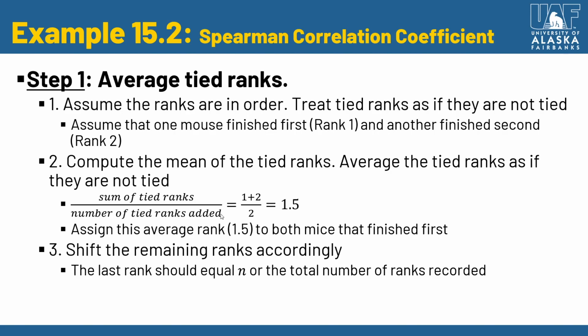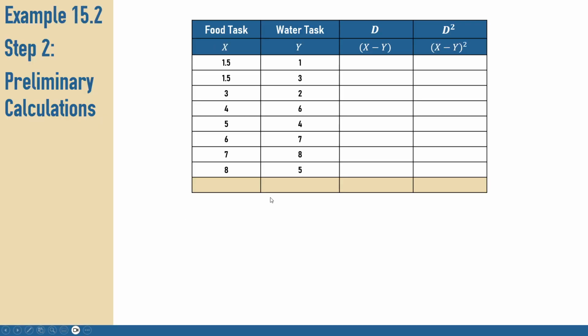So we'll add those up, divided by the number of tied ranks, which is 2. So basically the average of these two is going to be 1.5. And so we'll assign that to both mice that finish first. Just mathematically, it's helping us to sort of evenly distribute our rankings. So yeah, there's all those steps. So now you can see we just have 1.5 for each of those two.